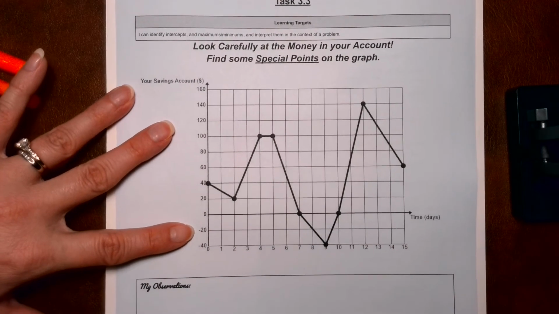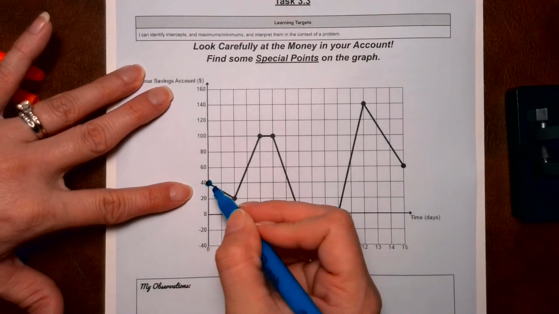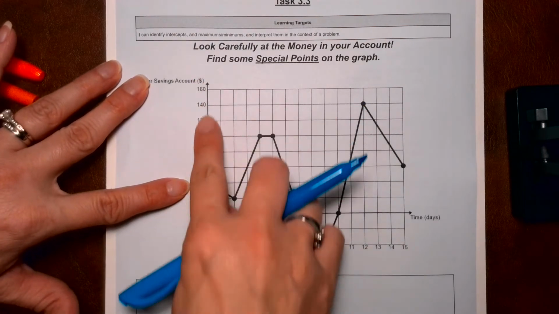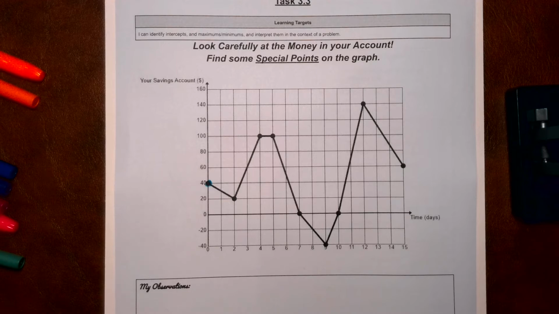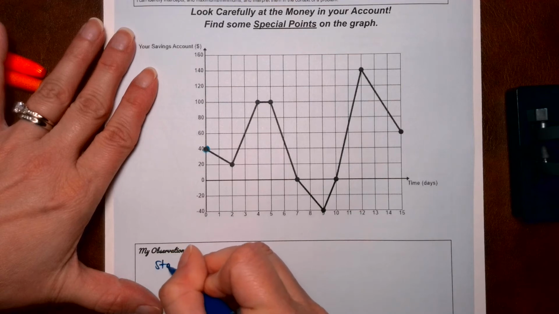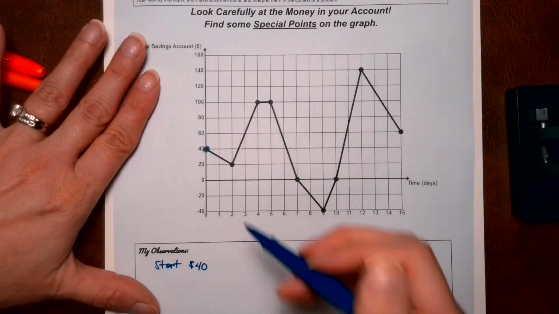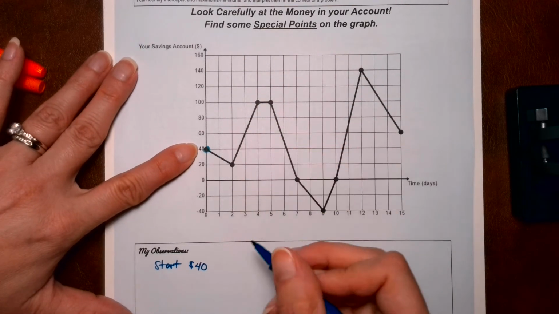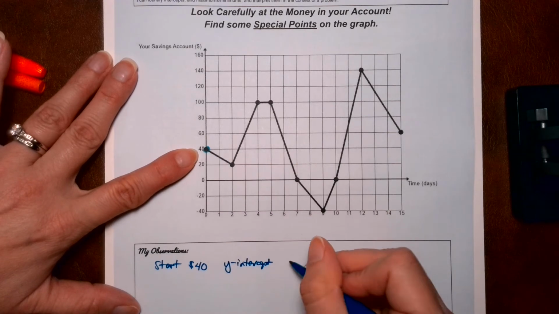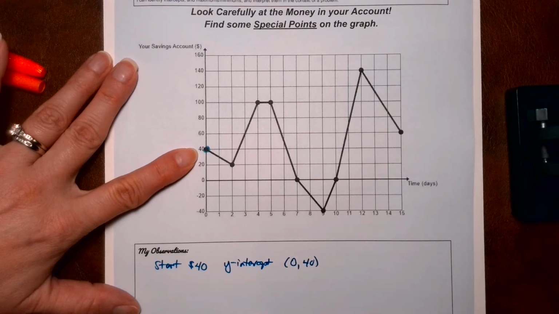So where are some special points? One of the places I want you to look is right here. This is how much money you started with. This point is special because it's on the y-axis. So let's go ahead and write these things down. We start with $40. That's on the y-axis, so we call that a y-intercept. The y-intercept is (0, 40). So we write that as a point.